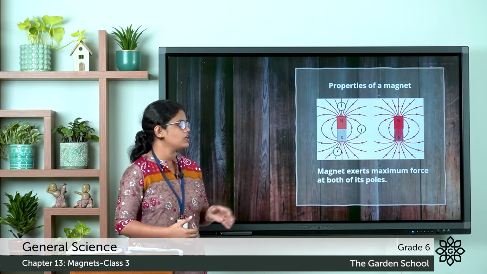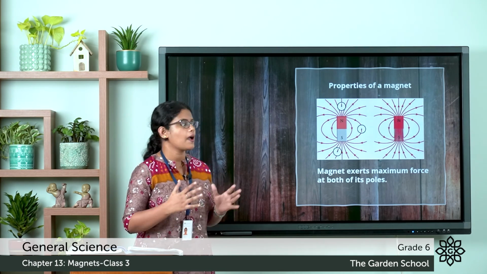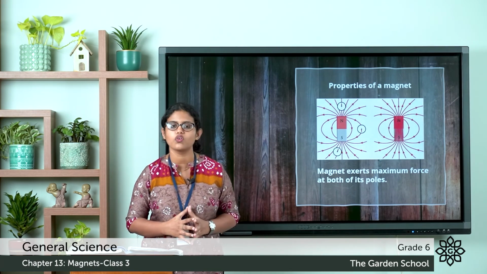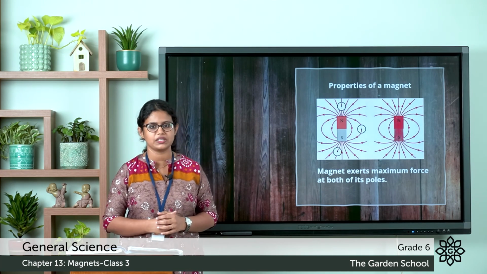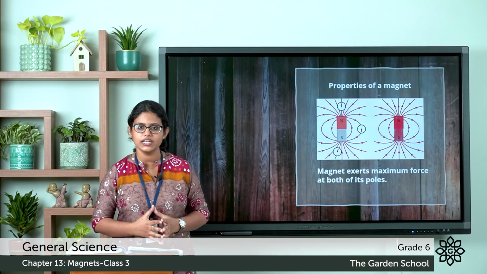So, we can say that a magnet exerts maximum force at both of its poles. So that is another property of a magnet. I hope it is clear to you.